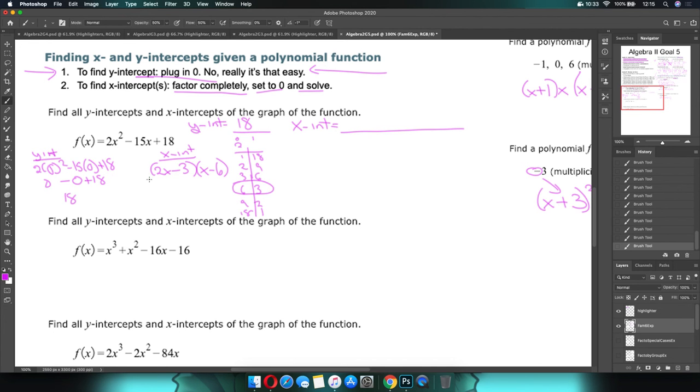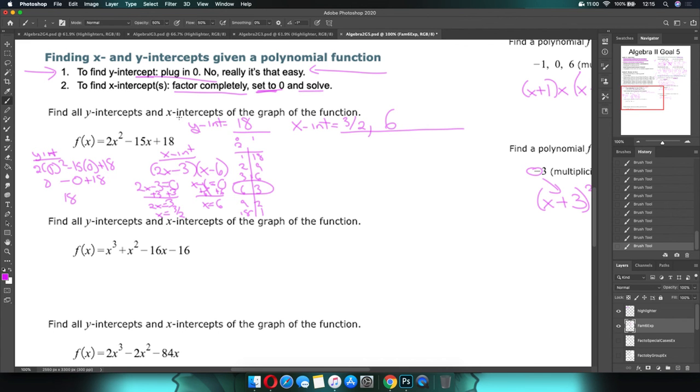So now we're going to do the next step, which is set it to 0. So we have 2x minus 3 equals 0, x minus 6 equals 0. So plus 3, 2x equals 3, x equals 3 halves. Just barely gave myself enough space. Okay, what's the next one? Plus 6, x equals 6. And then there is our other answer.